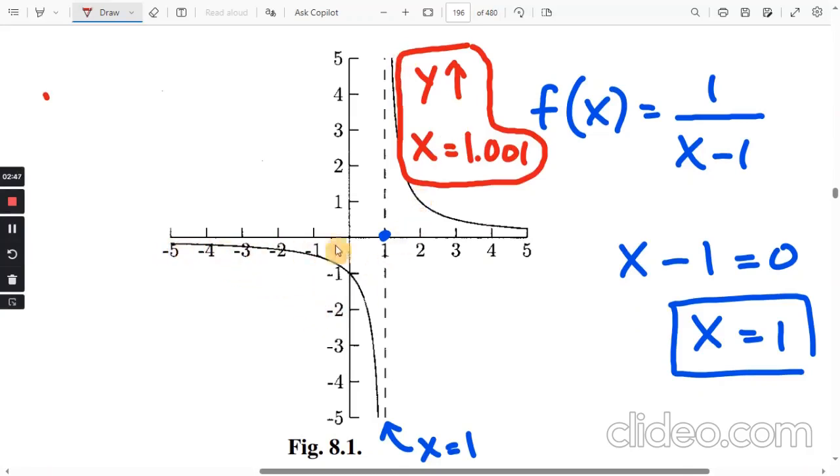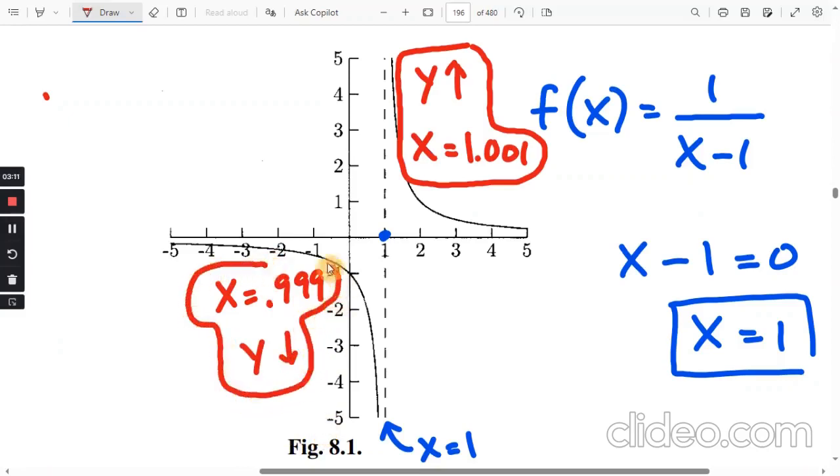And same thing if you do that from the left-hand side. Let's say you choose a number that's close to 1 but less than 1. Let's say you plug in x equals 0.999. And what happens to the y value? Well, the y value just approaches negative infinity. So that's how you know the direction that the graph is headed as it approaches the asymptote. Okay, we'll get into that later.